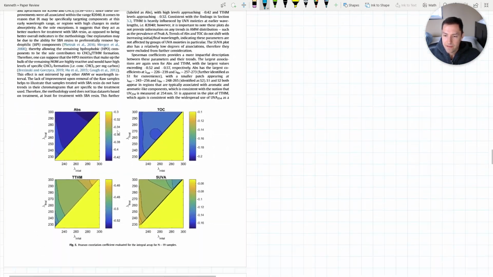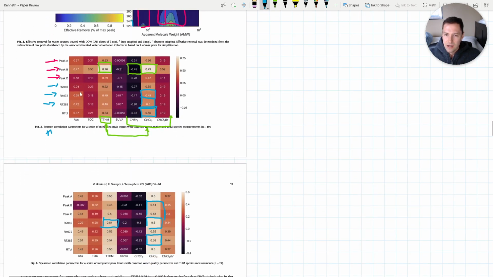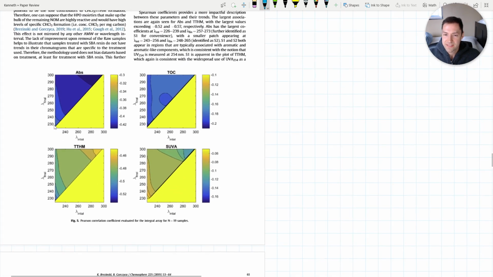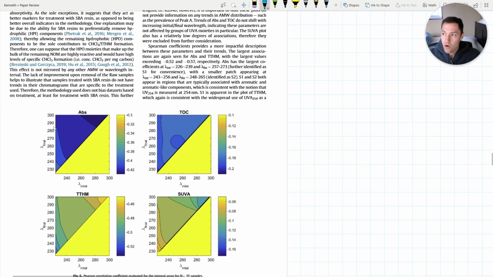So the final thing on this paper was, rather than just considering peak A, peak C, rather than just considering these three ranges, there's actually nothing that says we couldn't just consider all various combinations of different ranges. And what I mean by that is here we have something called lambda initial and lambda final. And what lambda initial and lambda final is telling us is if we were to just integrate the whole peak between 210 nanometers and 400, right, that would be this point.